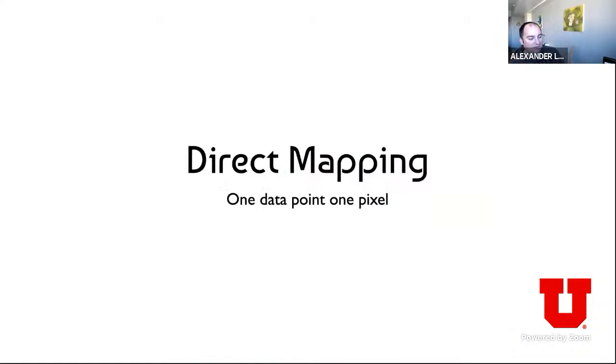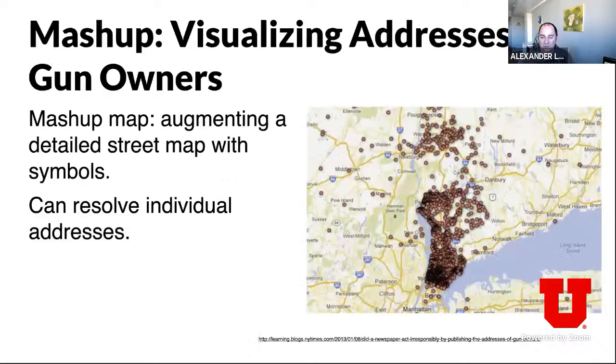Okay, so this was just the general stuff about maps, and now let's get started with thinking a little bit about how we can map data onto a map. The simplest way would be direct mapping. You have one data point that has spatial parameters, and then you put one pixel in for that data point. And that's something that you can do easily in a Google map.